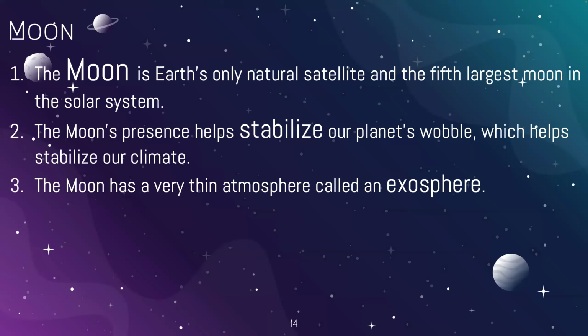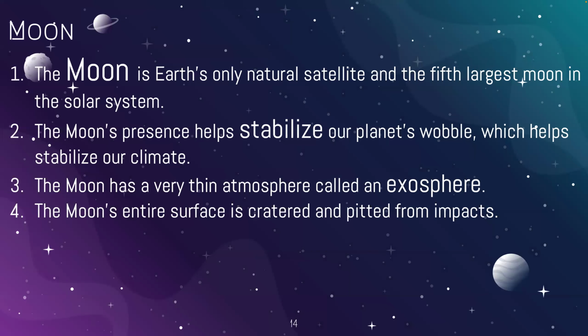Let's learn more about the moon. The moon has a very thin atmosphere called an exosphere, and the entire surface is cratered and pitted from impacts. Because the moon has a very thin atmosphere, even small asteroids can easily penetrate through this thin atmosphere and hit the surface. And that causes all those craters and pits, right?